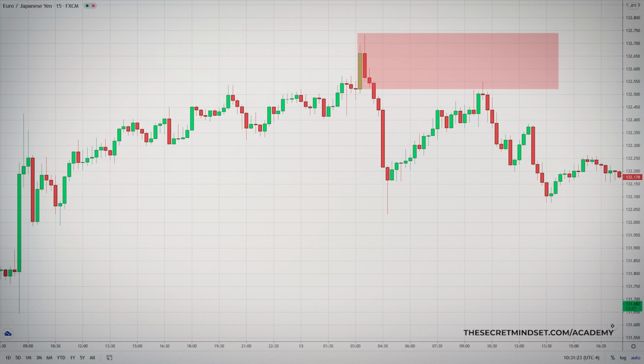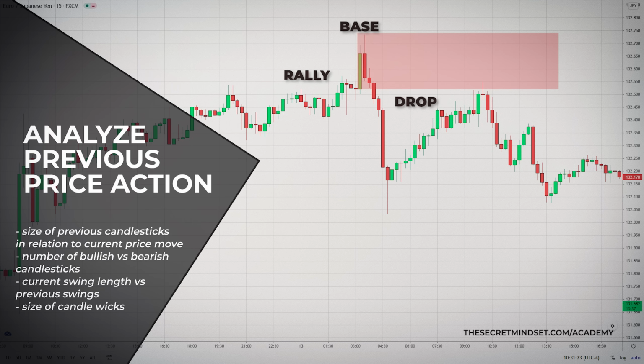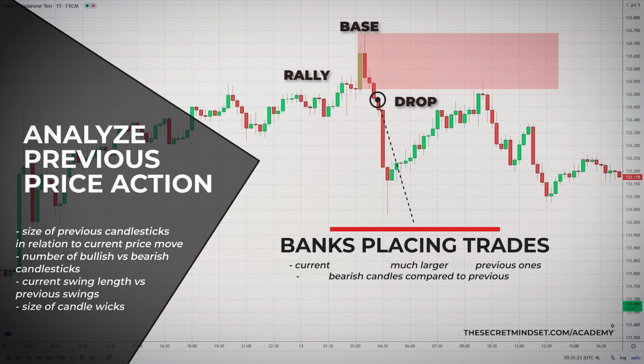The first piece of market structure in a rally-based drop is a rally. The analysis of the rally is what will give us clues in figuring out the reason why the zone has been created. The size of the candlesticks which form the rally or the drop, along with the understanding where the wicks are on the candles, can give us the information needed to find out why the zone has been created.